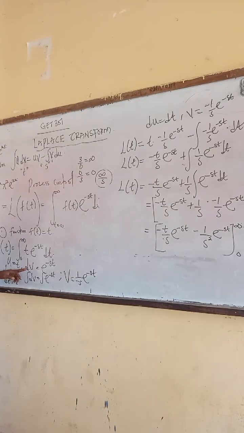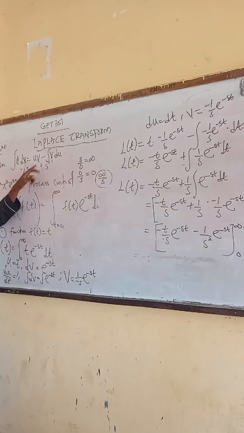Then for you to get your v from this place, you need to integrate. You need to integrate both sides for you to get the v that you are looking for, which is in your formula. Because in your formula, what you need to substitute is v, not dv. You understand? So you need to integrate. So when you integrate dv, you have v.